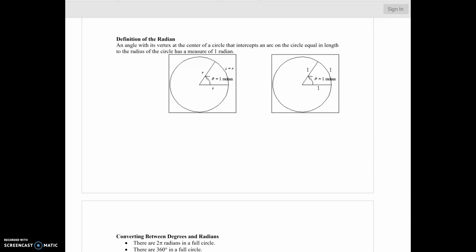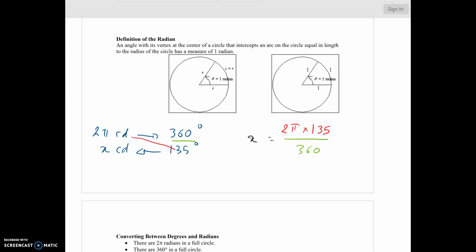You can use your calculator, but it's pretty simple. What you need to do is basically remember that 2 pi radians corresponds to 360 degrees. So let's say 135 degrees corresponds to what radians? X radians. To find X, you multiply the diagonal. X will be equal to 2 pi multiplied by 135, divided by the last term, 360, and that will give you the value of your angle in radians. I'll let you do the calculation by yourself. Okay? Thank you.